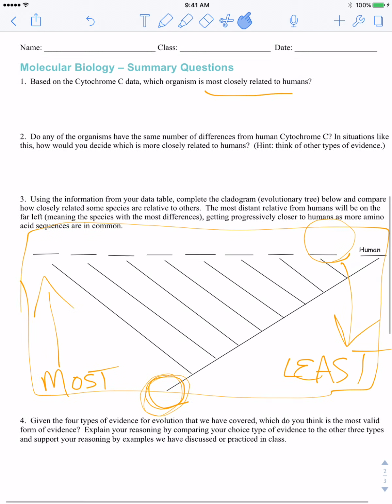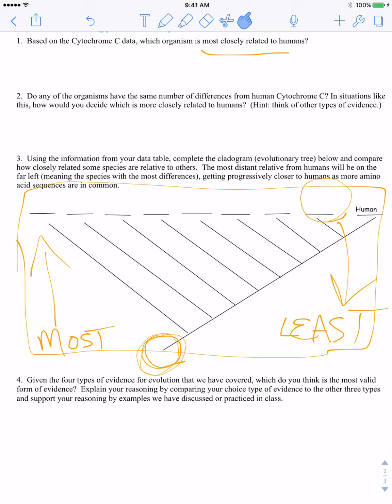And the organism that has the least amount of differences would be right next to the human. Everything else you should be able to figure out on your own, and you may collaborate with a partner if you need to. Do not move tables. Hope this works. If you have any questions, don't email me, but come prepared with any questions you might have on Tuesday when I get back.